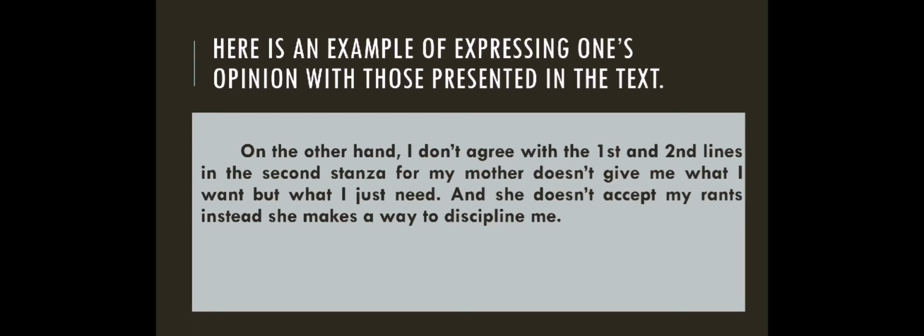So the person here doesn't agree with the following first and second lines in the second stanza. And the reason is, my mother doesn't give me what I want, but what I just need. And she doesn't accept my rants, instead she makes a way to discipline me. The person used, on the other hand, as the grammatical marker for contrasting.